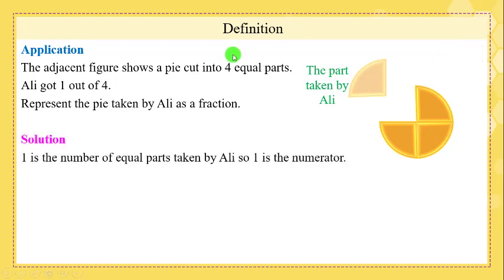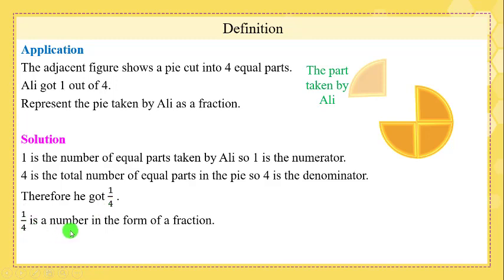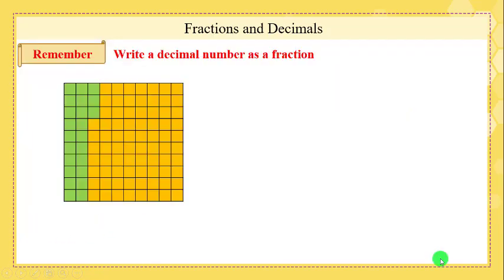Solution. 1 is the number of equal parts taken by Ali, so 1 is the numerator. 4 is the total number of equal parts in the pie, so 4 is the denominator. Therefore, he got 1/4. 1/4 is a number in the form of a fraction.